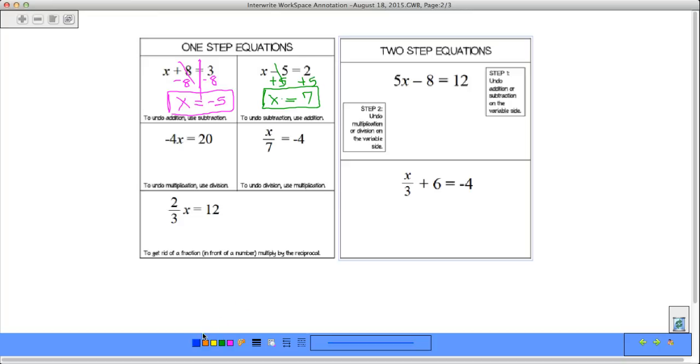All right, let's try a third one. So here I have some multiplication. I have negative 4 times x. To get rid of the multiplication, I need to divide. So I'm going to divide by negative 4. But whatever I do on the left-hand side, I have to do on the right. So I have x equals 20 divided by negative 4 is negative 5.